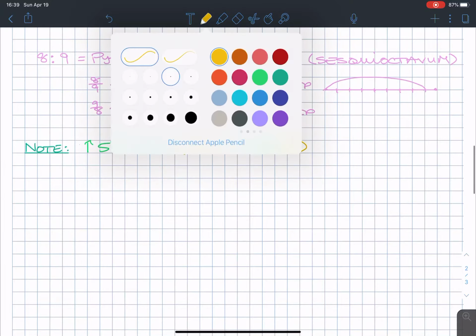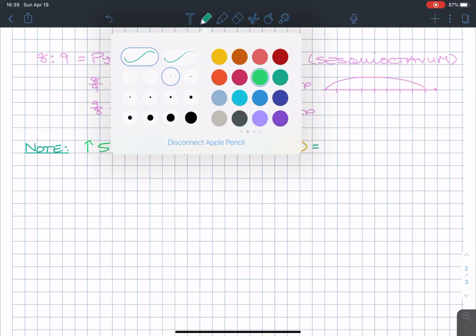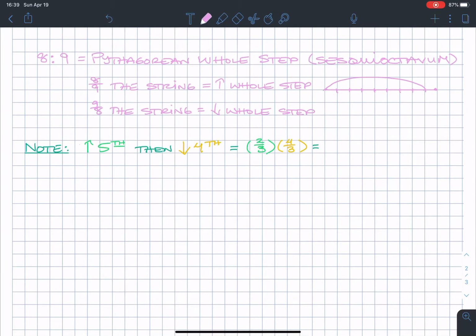You might say, okay, that's not getting me anywhere. But what do I have in the numerator? I have 8, and on the bottom I have 9. So this is up or down? It's up a whole step because it's a fraction. So with respect to the length of the string, that's up a whole step. So up a fifth, down a fourth, which would make sense. I'm going a bit higher than I am coming back down.